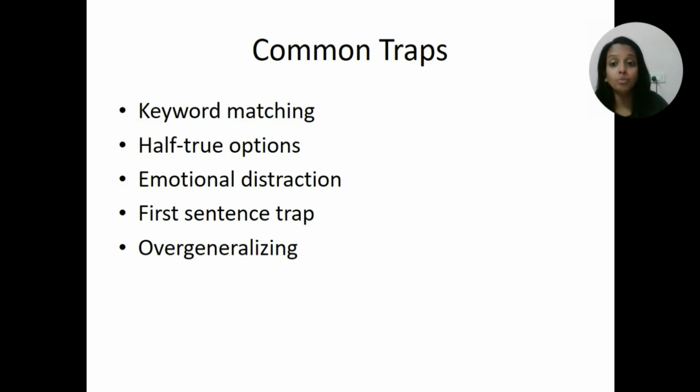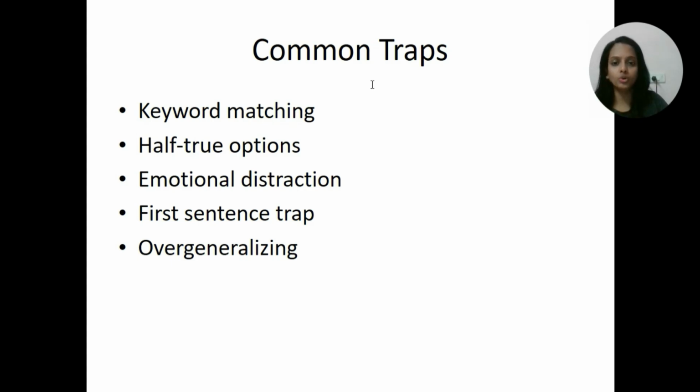And trap three, emotional distraction. So sometimes the speaker sounds concerned or polite, and the students choose an option based on the tone rather than the communicative purpose. And trap four, first sentence trap. So, as I told, the beginning sounds important, but the extract later redirects the meaning. And the fifth trap is overgeneralizing. Students choose a broad option when the real answer is narrower and more precise.